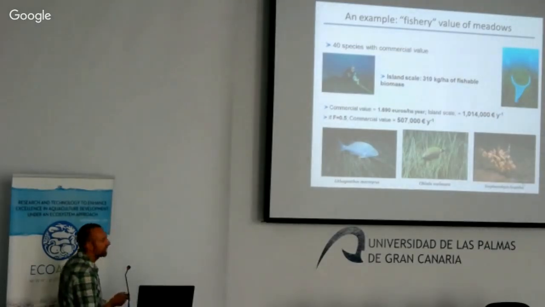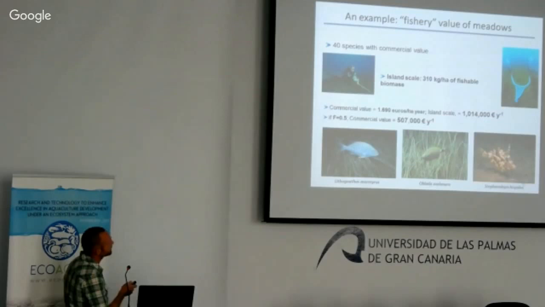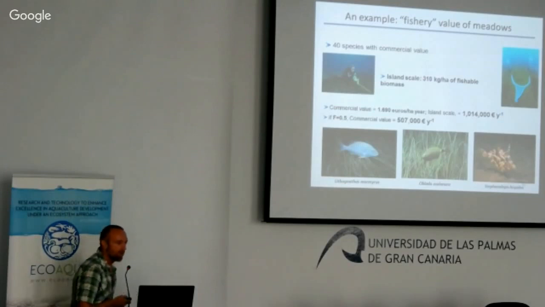So if we take into account the entire area that is covered by Cymodocea seagrass meadow at one particular island, in this case Gran Canaria, the value of the seagrass meadows can reach more than €1 million per year. If we assume that half of this biomass is going to be collected, the value of this biomass would be a little bit more than €500,000. Right?